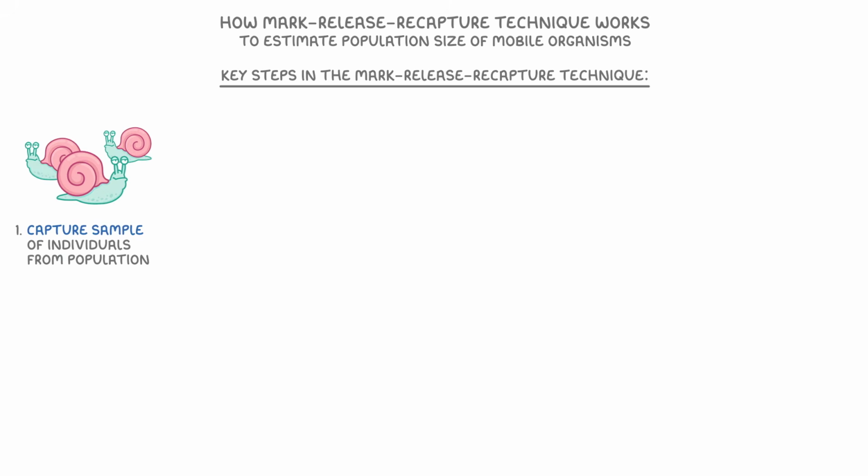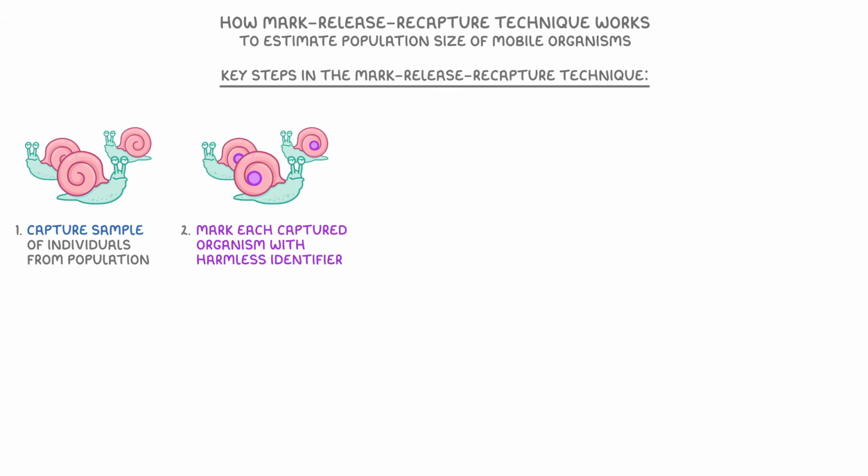First, we capture a sample of individuals from the population using traps, nets, or other methods depending on the species. Then, we mark each captured organism with a harmless identifier. For example, we could use a dot of non-toxic paint on these snail shells, we could use leg bands on birds, or fur clippings on small mammals.